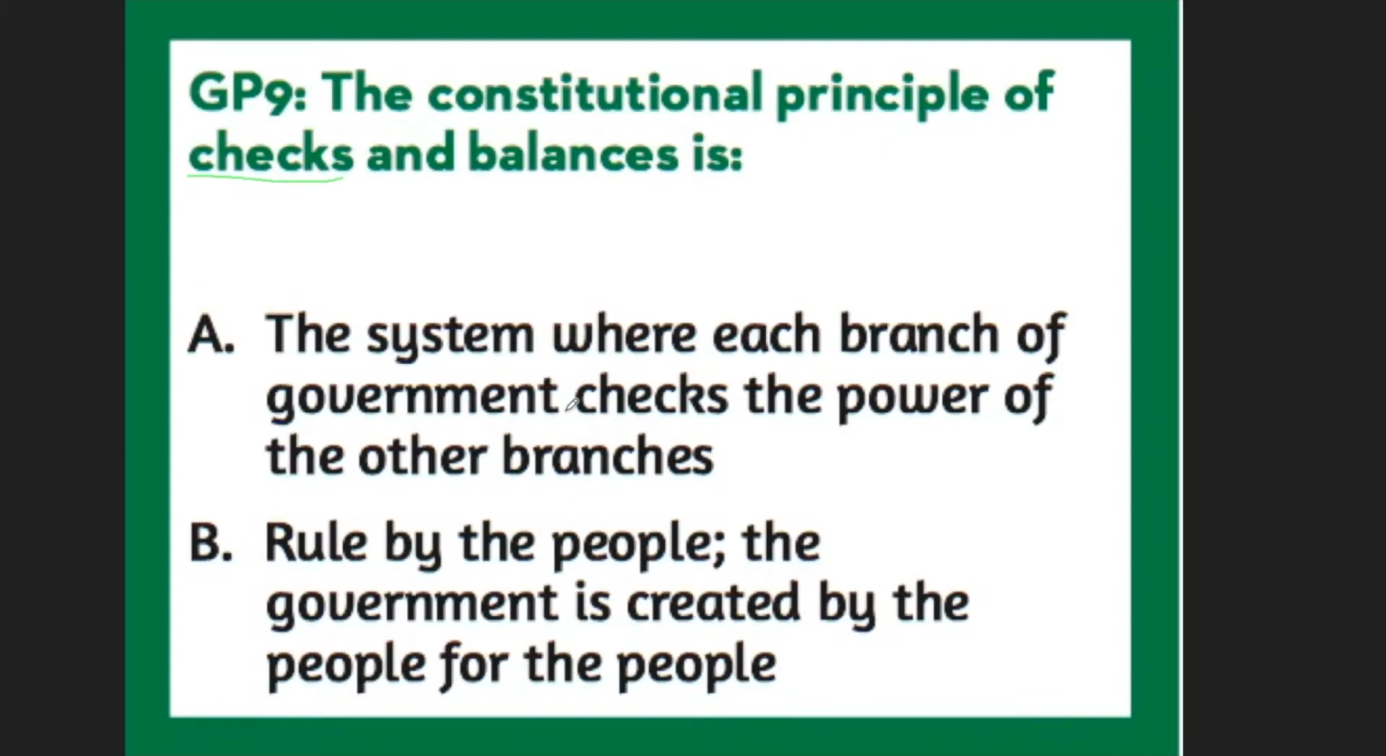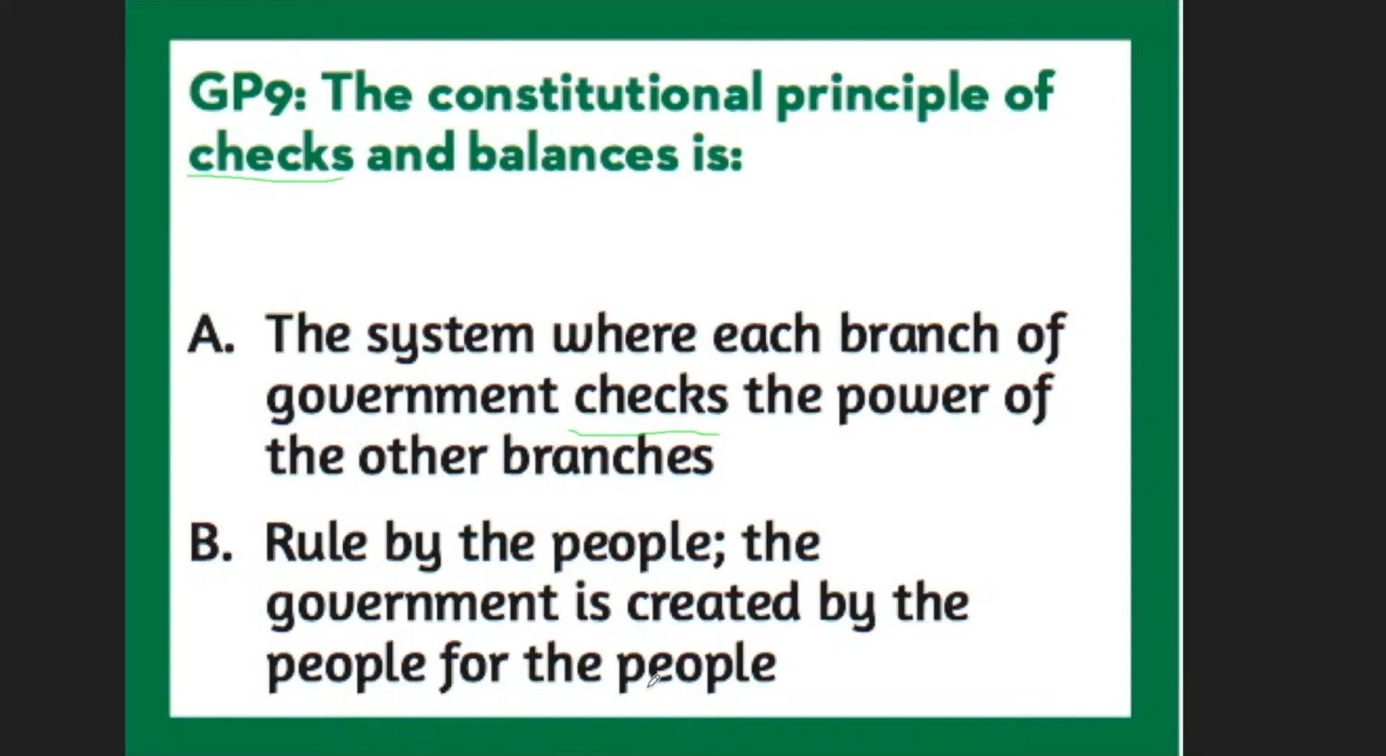Okay. So hopefully you're pointing with your finger and you're saying, A, A, A. I see the word checks in answer A. That would be correct. So we have the system of government where each branch of government checks the power. So checks here, and we have checks and balances here. Okay, let's see. B does not have the word check. Now that's not necessarily enough to say the answer is A. So let's dive a little bit deeper into what we know.